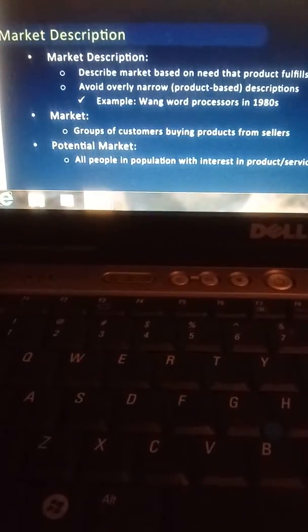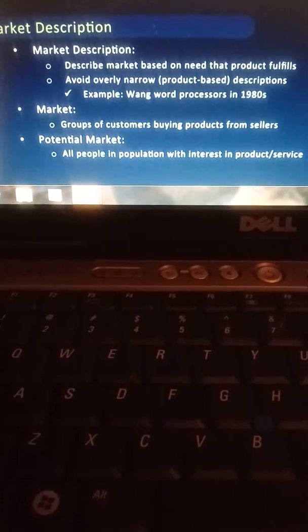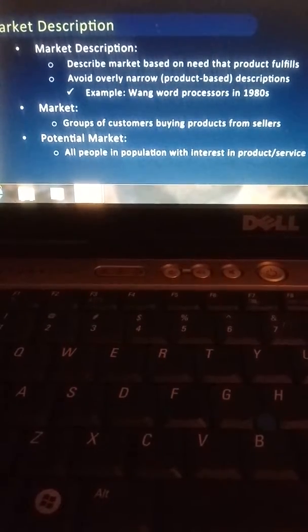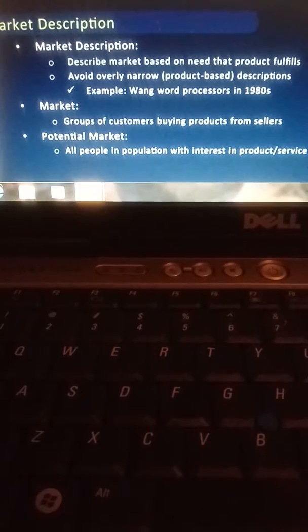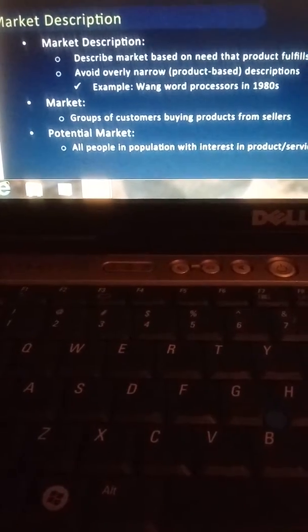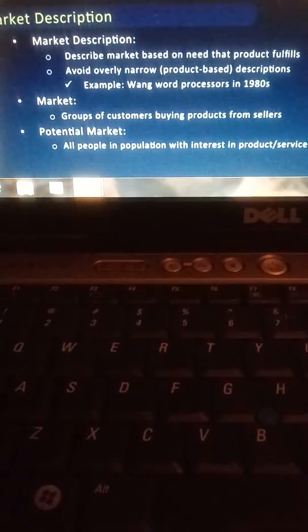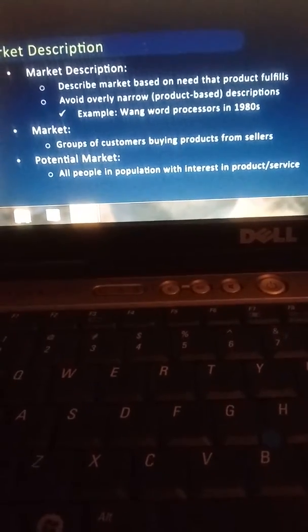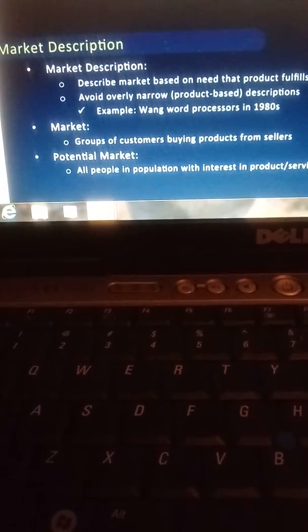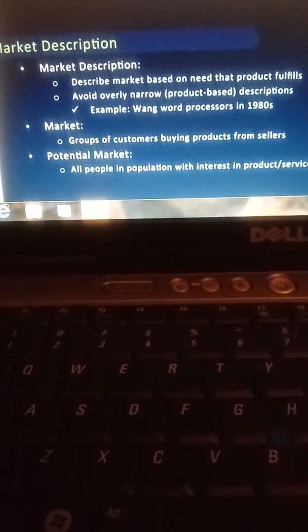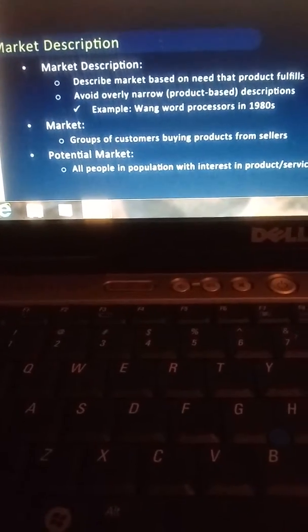We start this module by reviewing some basic market terminology. We strive to describe markets based on the need they have. We want to avoid describing it based solely on the products we offer, as Wang did with its word processors in the 1980s. Wang went bankrupt as consumers fled to general-purpose PCs. Wang thought of its offering as standalone word processing hardware instead of thinking of itself as filling the need to create and edit documents. We define a market as a group or groups of customers buying products from sellers.